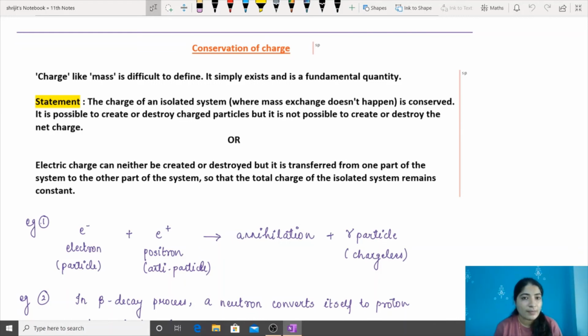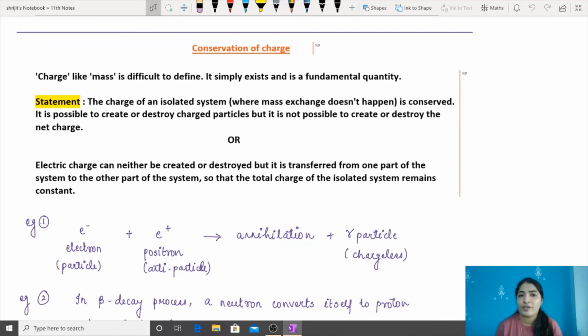If you look at that statement of the conservation of charge, it goes like this. The charge of an isolated system, meaning where mass exchange does not happen with the surrounding, is conserved. So a charge in an isolated system remains conserved. It is possible to create or destroy the charged particles, but it is not possible to create or destroy the net charge. As I said, LHS and RHS, remember that marble example. Internally, you two friends can exchange the number of marbles between you two. Doesn't matter, but the total number of marbles, that is 10, it still remains the constant. And so it's true with the charge.